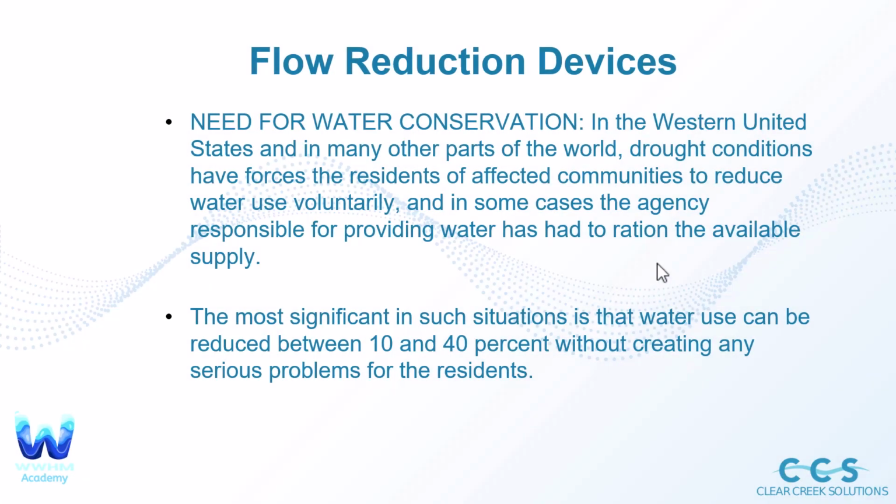Then we need to talk about the need for water conservation. In the Western United States and many other parts of the world, drought conditions have forced the residents of affected communities to reduce water use voluntarily. In some cases, the agency responsible for providing water has to ration the available supply. The most significant point in such situations is that water use can be reduced between 10 and 40% without creating any serious problems for the residents.